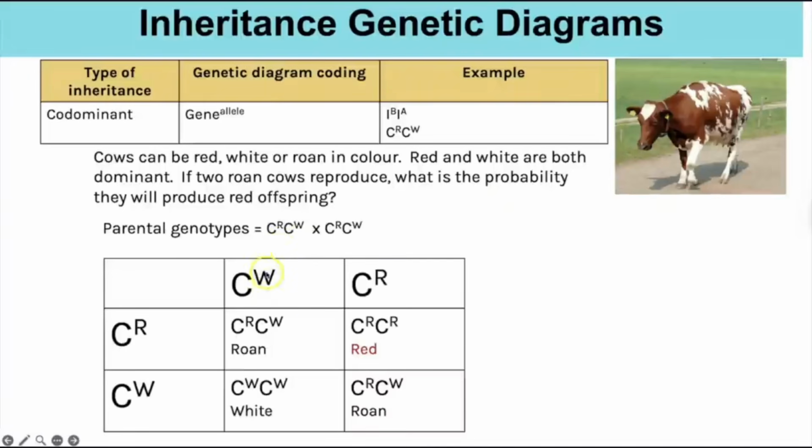So if we do our Punnett square, both parents would have one of the white alleles and one of the red alleles. We then combine those in our Punnett square, and we can see we'd have roan, white, roan, and this would be our only one that would be red. So 25% probability of having a red cow.